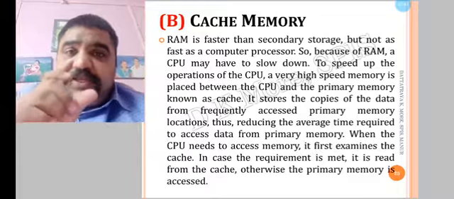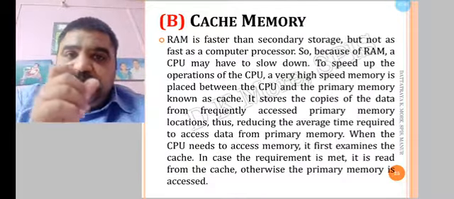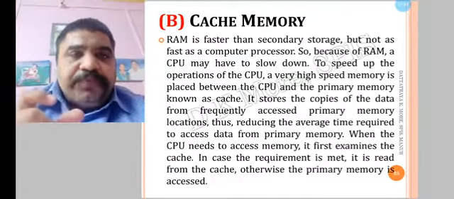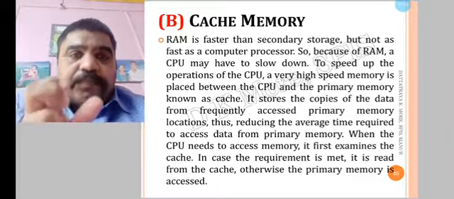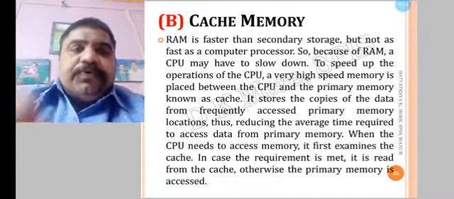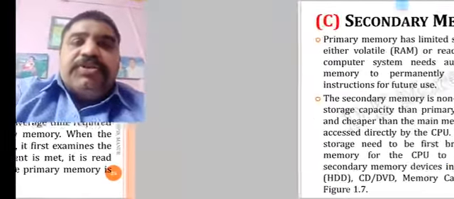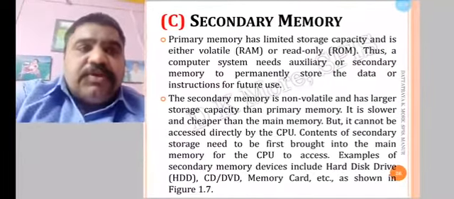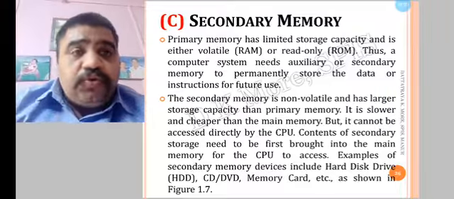So cache memory is the bridge between primary memory and CPU. So it will cope up, or we can say it will manage the speed of RAM and CPU, both things. So our machine is getting very fast, not getting slowed down.